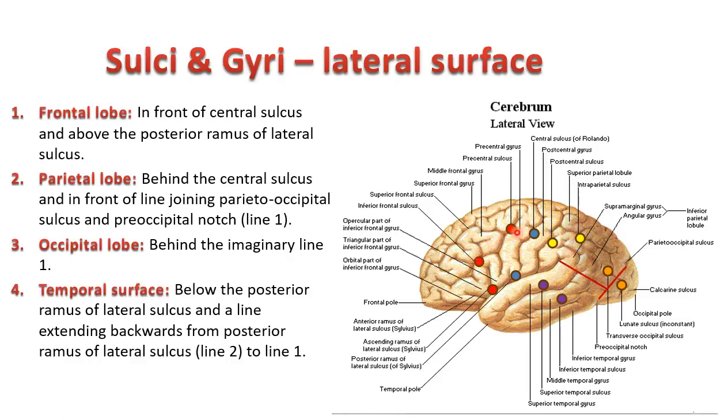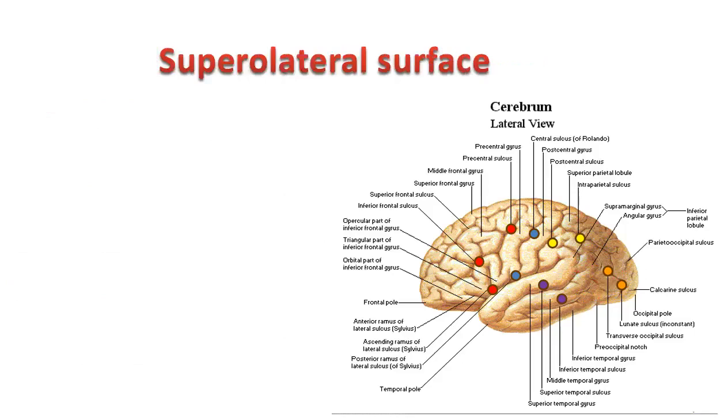So that is how the lobes are divided: frontal lobe, parietal lobe, occipital lobe, and the temporal lobe.